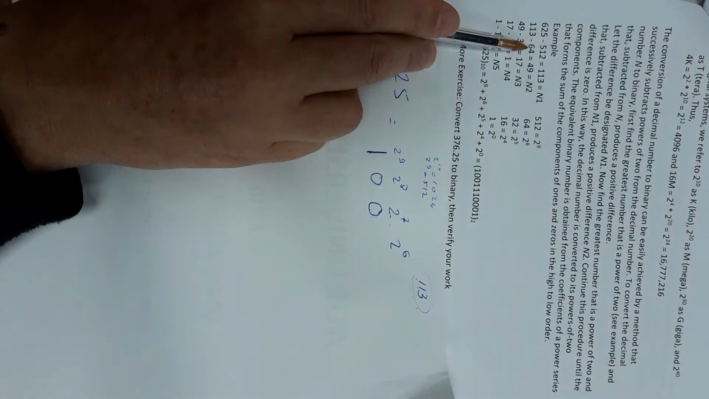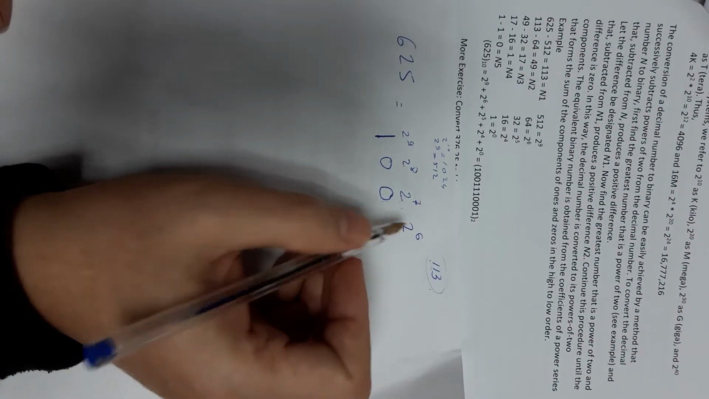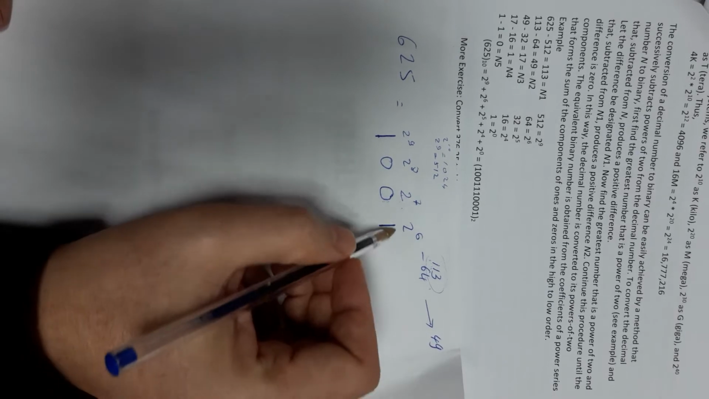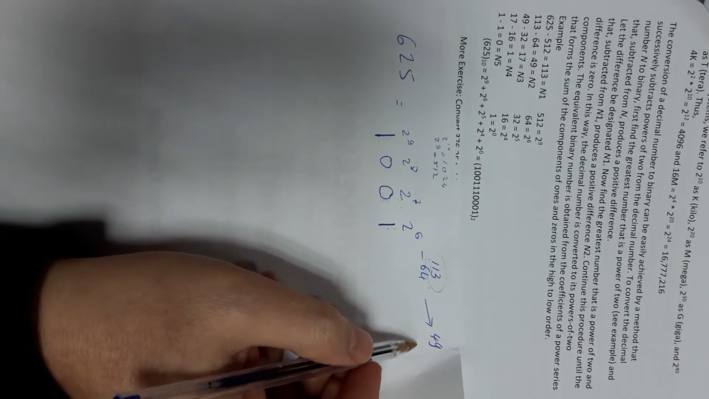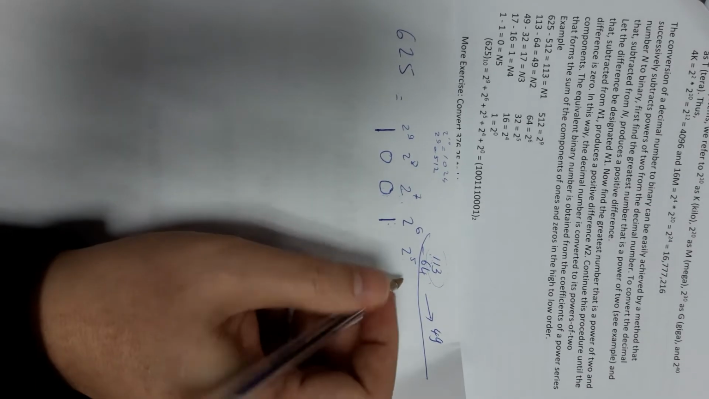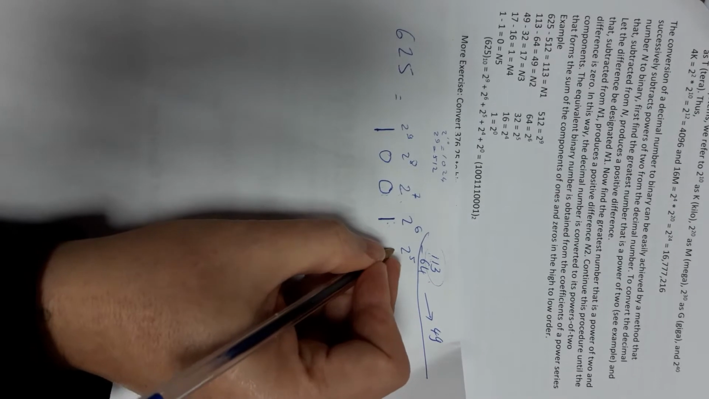Yes, I have. You see here, 113 minus 64 is the subtraction. I put a 1. It means I still have 113 minus 64, which is 49. So I still have 49 to get for my number. I go to a lower power, 2 power 5. 2 power 5 is 32. Yes, I have 32 in my number. I put a 1. I subtract 49 minus 32 as you see here. You got 17.